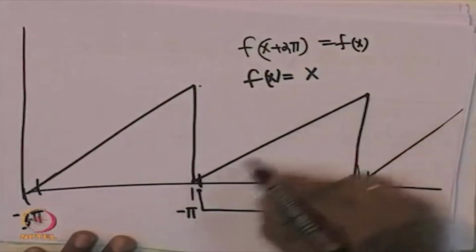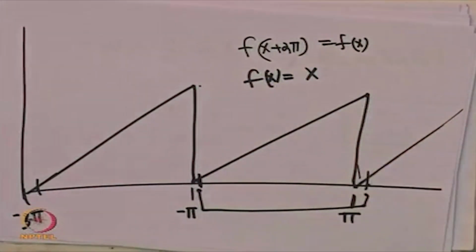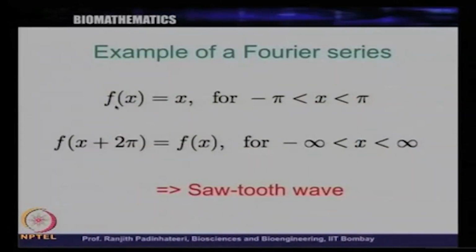So, here it is f of x, which is a line, and here it is repeating. So, this can be mathematically represented in this particular way. It can be represented as f of x equal to x when x is between minus pi and plus pi. When you go to x plus 2 pi, you get f of x itself. So, for every other interval, it is f of x itself, just like this line itself for all x plus 2 pi's. So, that is the sawtooth wave that we saw.